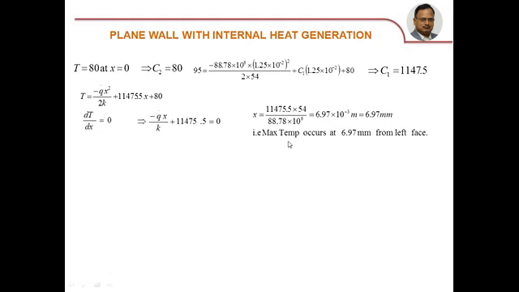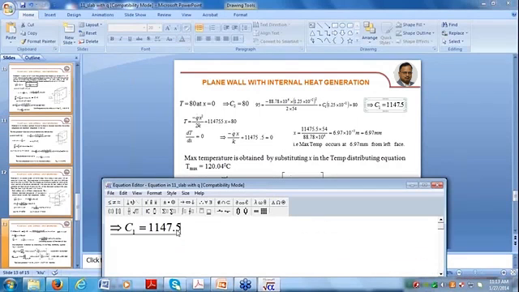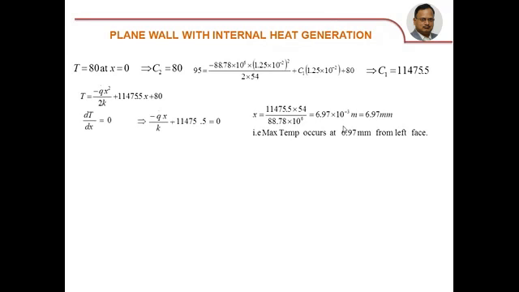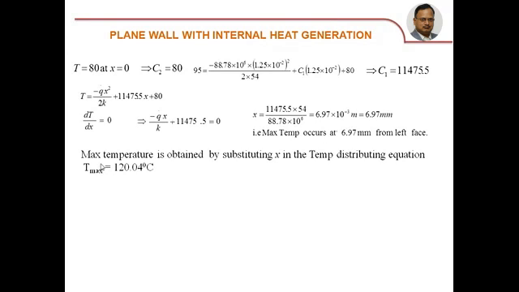That is, maximum temperature occurs at 6.97 millimeters from the left face. And to determine the maximum temperature, in the temperature distribution equation, let us substitute the x value 6.97 into 10 power minus 3. We will get T maximum equal to 120 degrees centigrade.